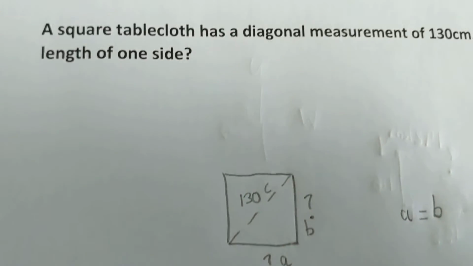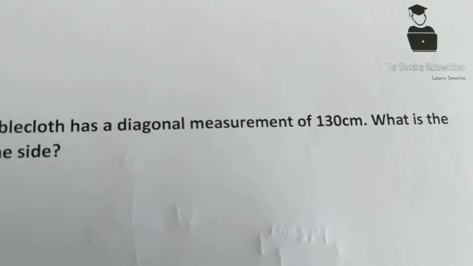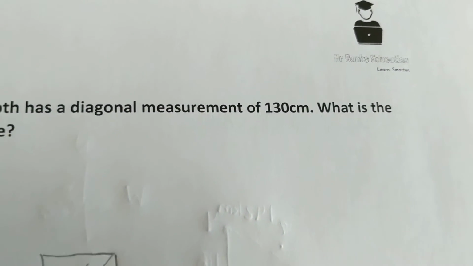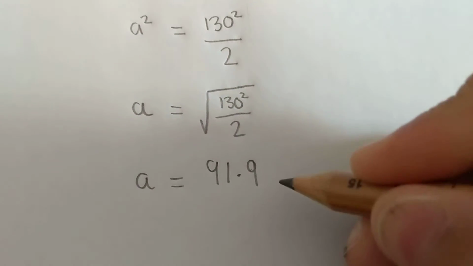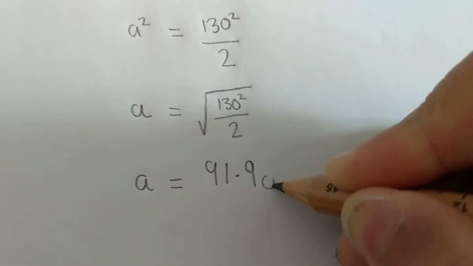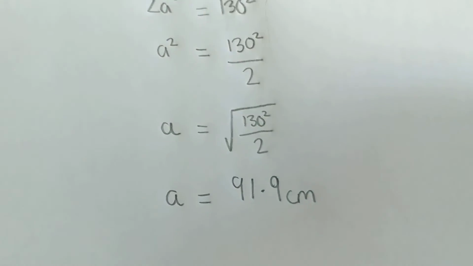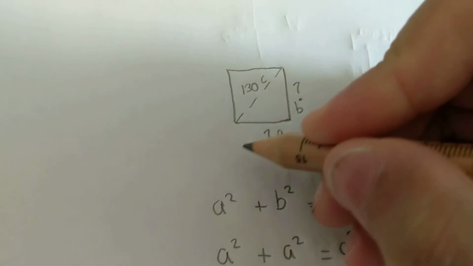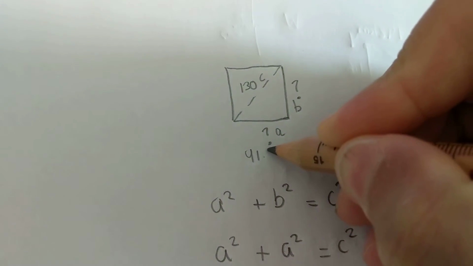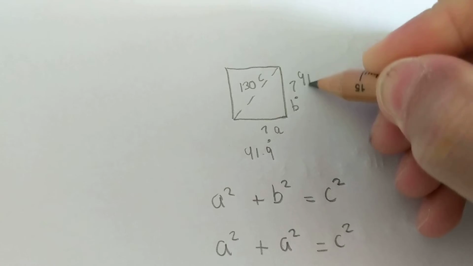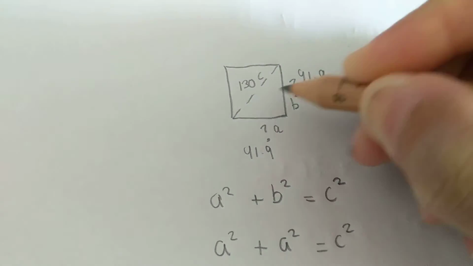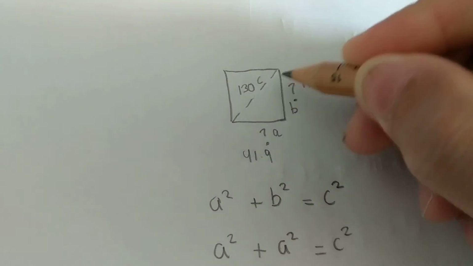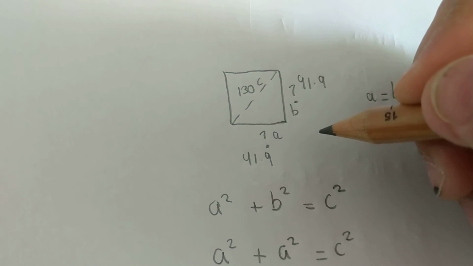Let's go back to the question. It was a diagonal measurement of 130 centimeters. So what our answer is, it's in centimeters. Okay, so 91.9 centimeters, that's these sides here. So 91.9 and then 91.9 there, because A and B are exactly the same, and the diagonal, the hypotenuse, was 130 centimeters.